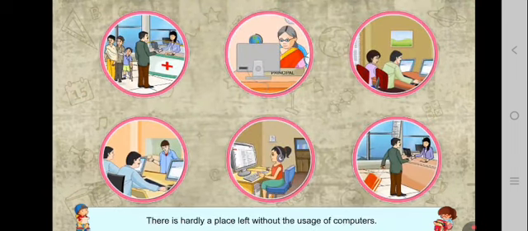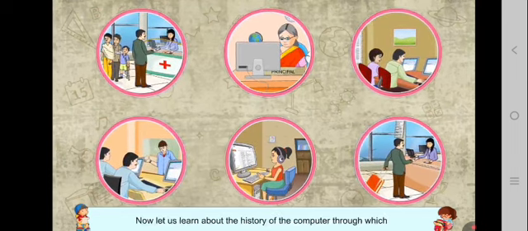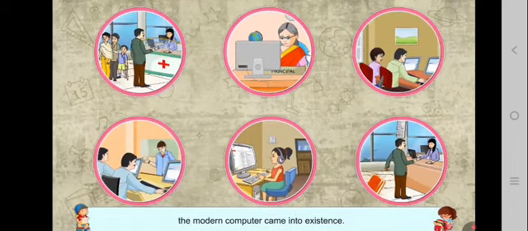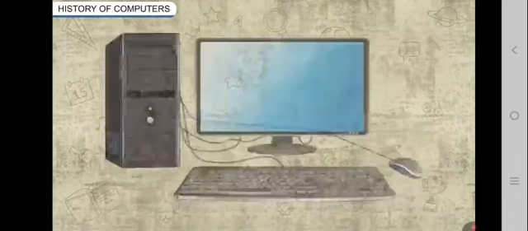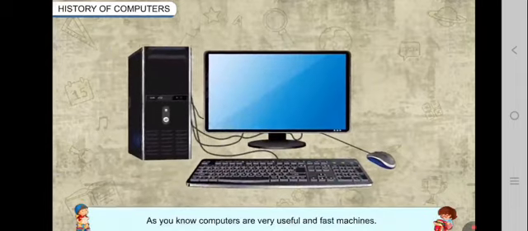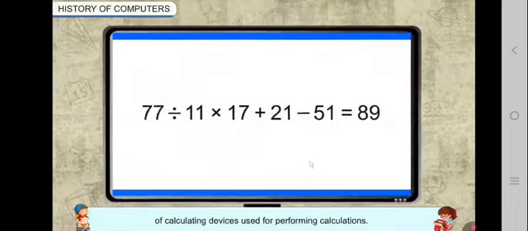Computers are used everywhere, from hospitals to banks, from schools to homes, from airports to railway stations. There is hardly a place left without the usage of computers. Now, let us learn about the history of the computer through which the modern computer came into existence.